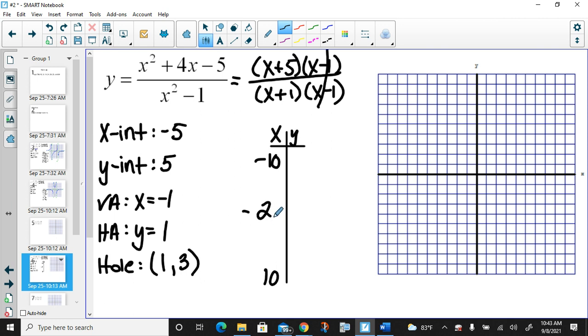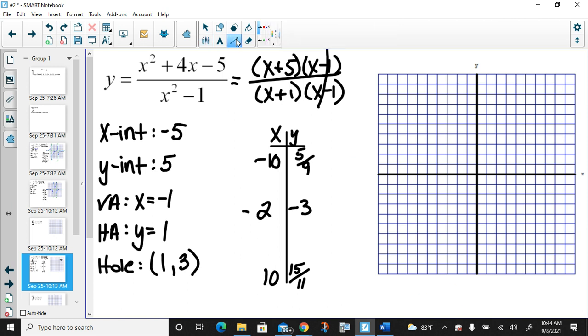All right. So we plug this in. As was pointed out, it is easier now to do it in the simplified form. So if we plug negative 10 in, we're going to get negative 5 over negative 9, so 5/9. If we plug negative 2 in, we will get 3 over negative 1, so negative 3. And if we plug 10 in, we will get 15 over 11.